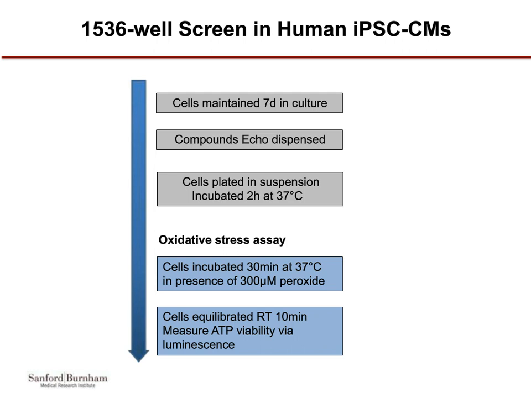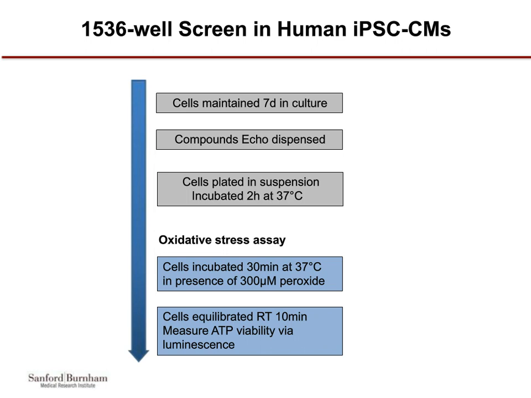Then we added the 300 micromolar peroxide for 30 minutes at 37 degrees, and then an additional 10 minutes at room temperature before reading an ATP viability luminescence readout. So fairly straightforward screen, and the main expense of the screen is really in the stem cells.